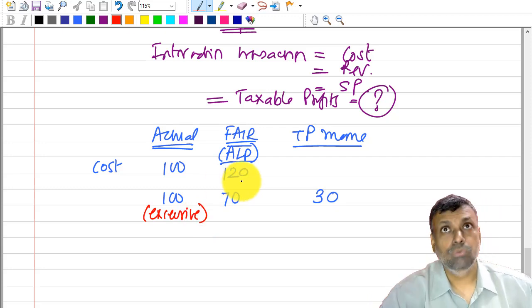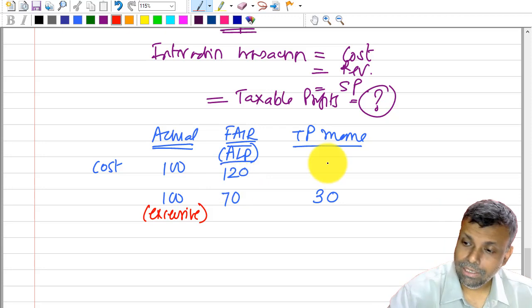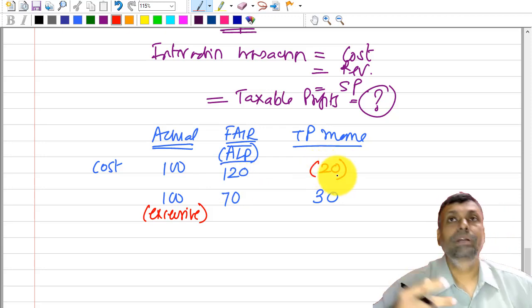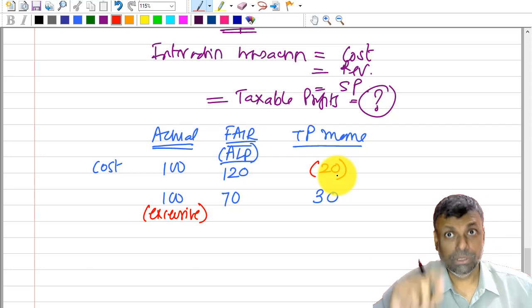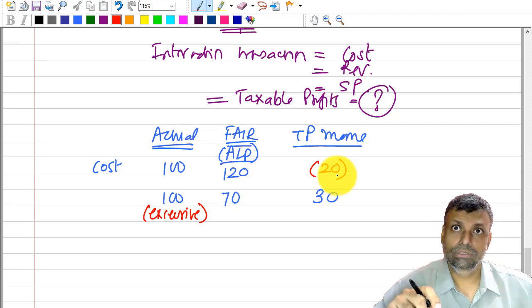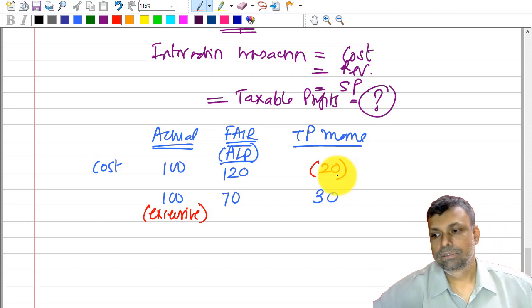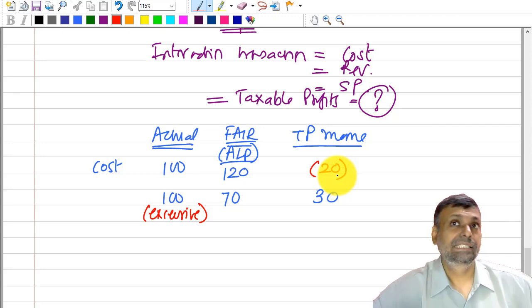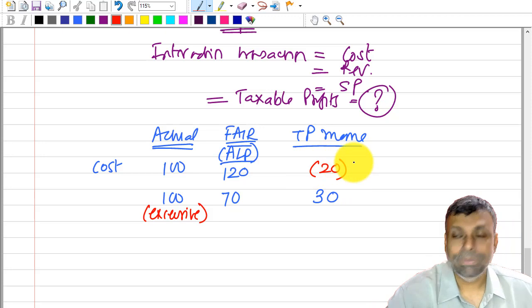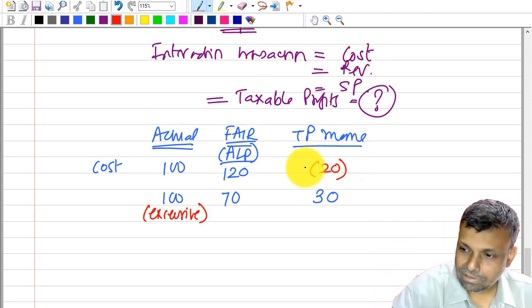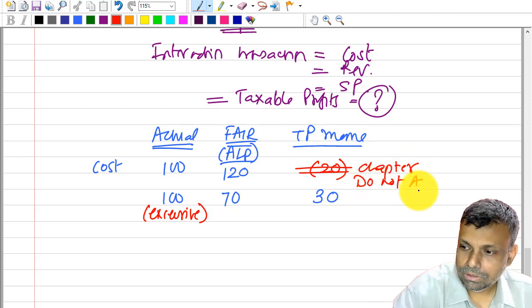But supposing your fair cost is 120, then you cannot have a transfer pricing income, rather it will be a transfer pricing loss. Because if you logically substitute the fair cost for the actual cost, your net profit effect is going to decrease. Your profit is going to be suppressed if you substitute the excessive fair cost. So in that particular case, friends, the law says that this is basically the transfer pricing loss. It is not a transfer pricing income. So the chapter does not apply.